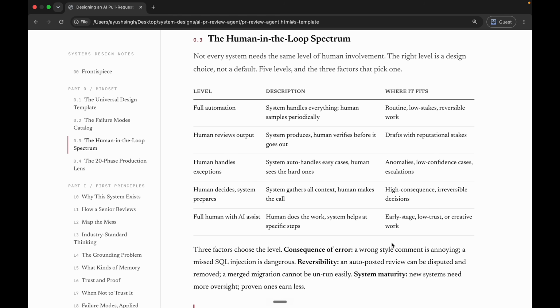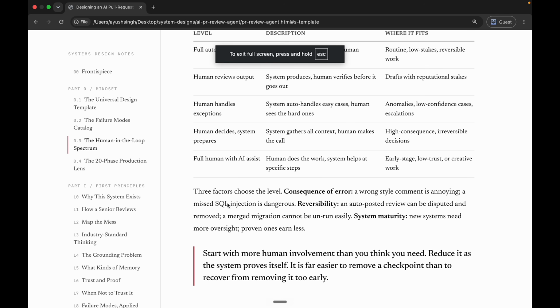Now, if you understand what we are doing, I want you to work on this: for any system you work on, what is going to be the consequence of error? Let's say a wrong style comment is annoying, but if you miss a SQL injection, that is going to be dangerous for your system. If our agent gives a wrong style comment, that's fine, not much of an issue. But if it misses a crucial security issue while reviewing the code, it is going to be very dangerous.